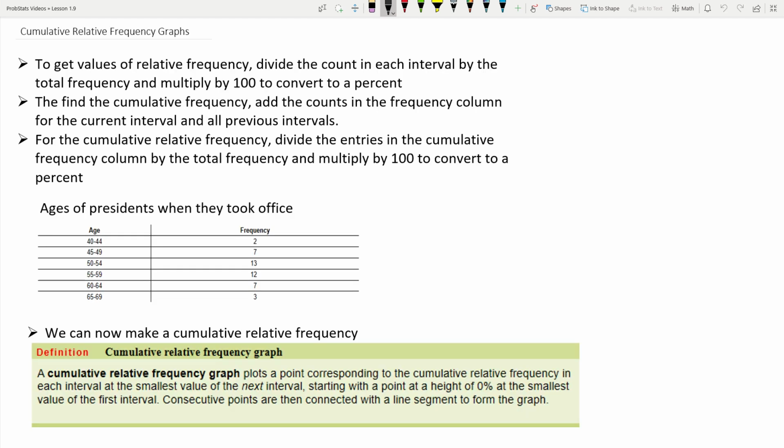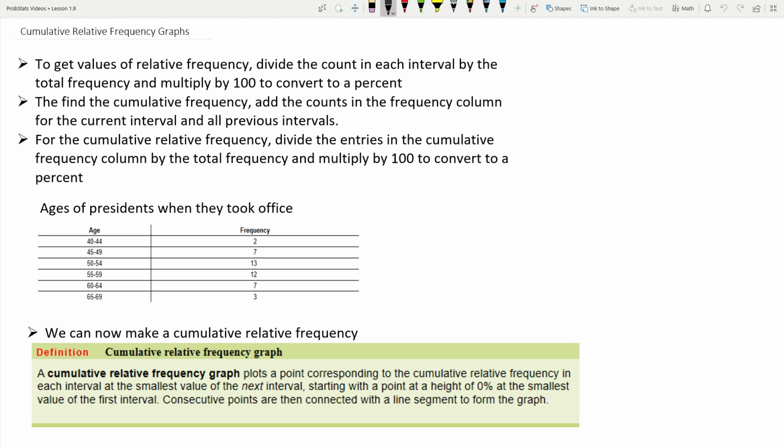Next we're going to talk about how to make cumulative relative frequency graphs. We're going to walk you through this with an example of the ages of presidents when they took office, the data given below. To get values of the relative frequency, recall that we divide the frequency by the total frequency and then multiply by 100 to convert to a percent. So that's how we get a relative frequency.